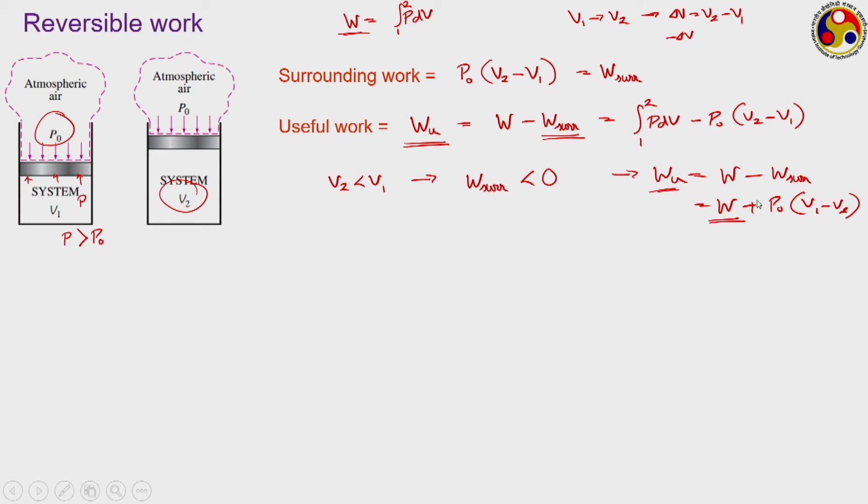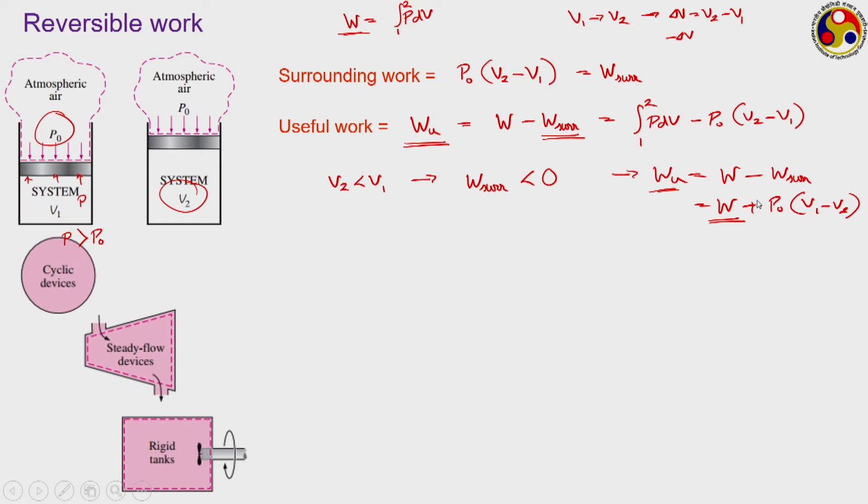Also, if your system does not involve moving boundary work, there is no surrounding work involved. Like if you are talking about a rigid system, a rigid body, or a steady flow device where there is no change in volume, then there is no surrounding work. Also, when you are talking about a cyclic device, in a cyclic process we start from one particular state and, going through several states, come back to that state point. So, what is the net change in volume of the system over a cycle? That is 0, and therefore, there is no surrounding work.